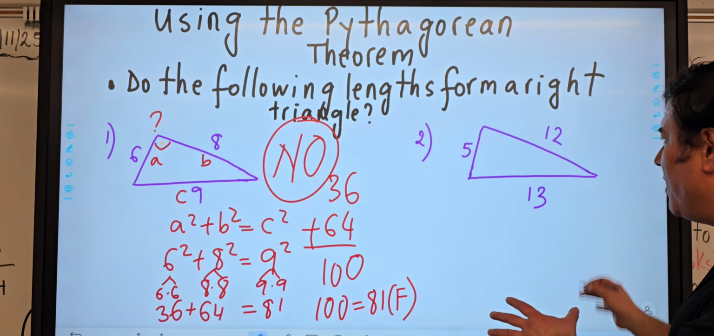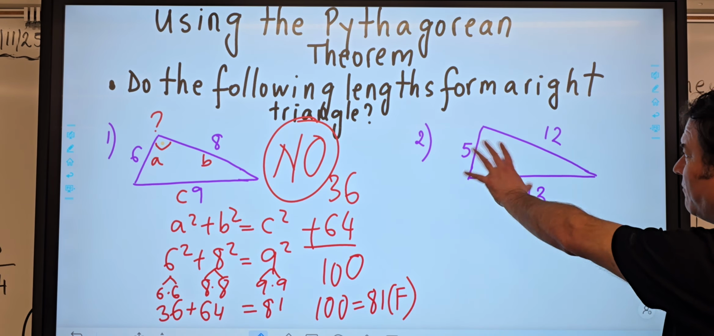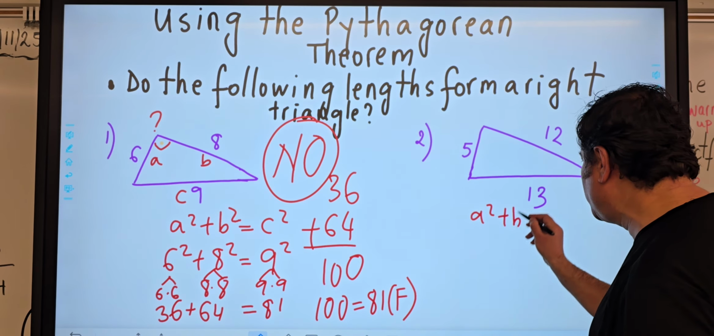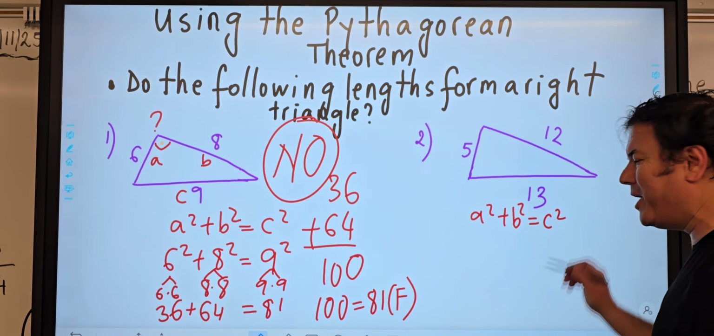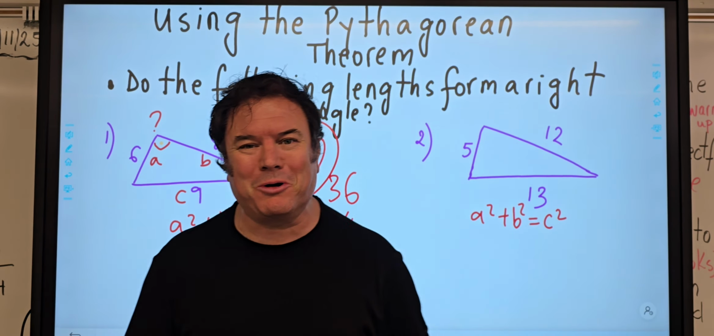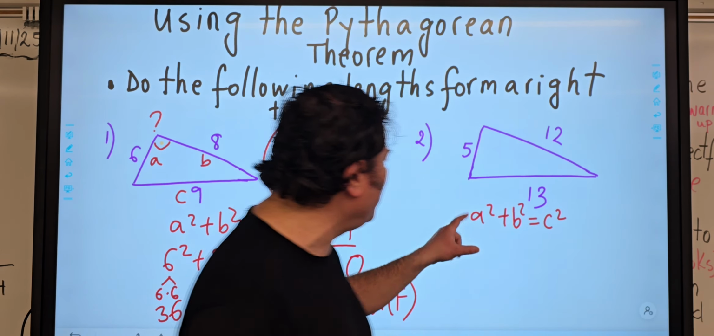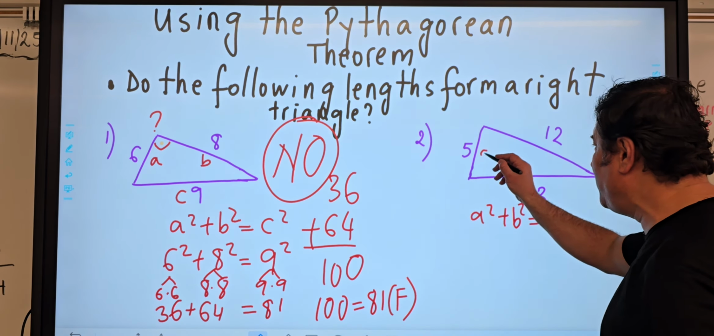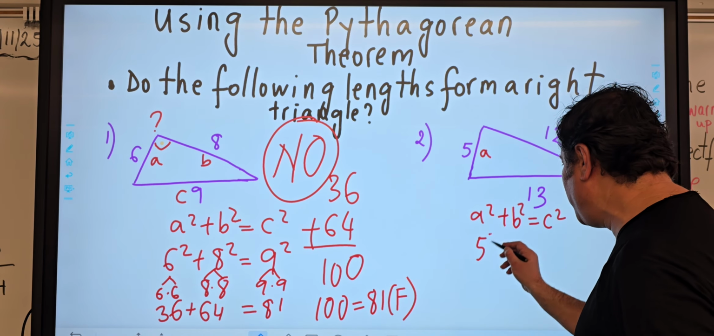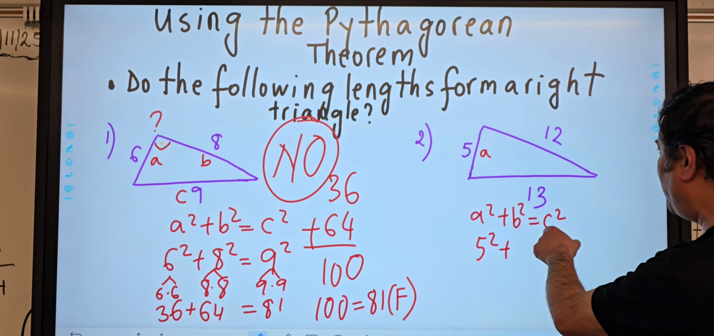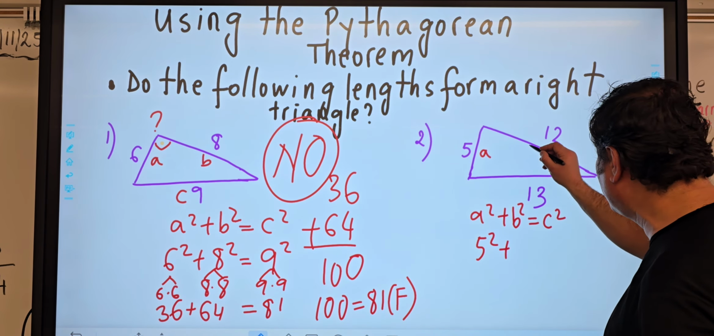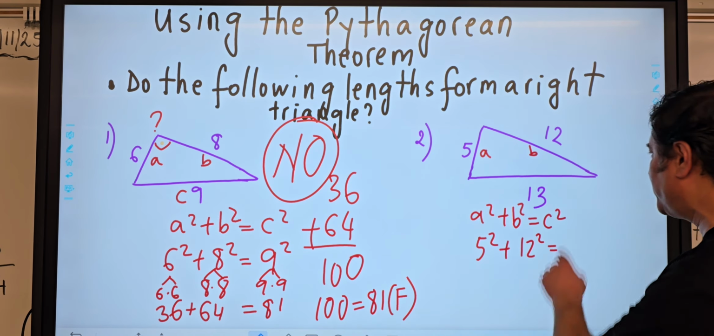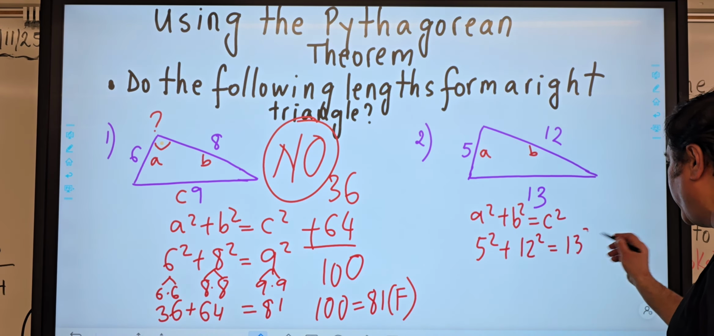Let's look at number 2 now. For number 2 we have the same thing: a squared plus b squared equals c squared. We always start with the Pythagorean theorem. Pretend that our a, the smaller side, is 5 squared, plus b squared, which is 12 squared, our b because it's smaller, equals c squared, which is 13 squared.